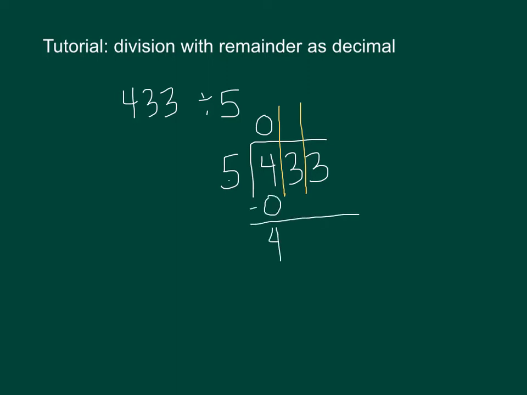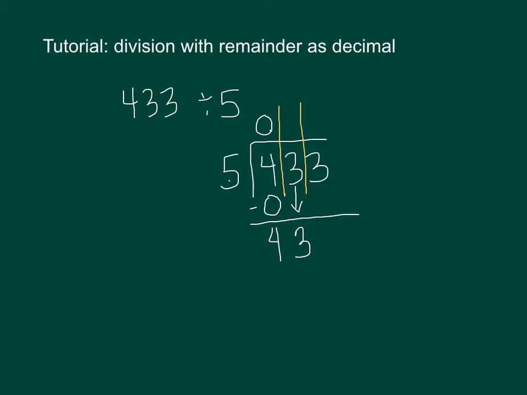Subtract. Check to make sure this is smaller than this. It is. If it were bigger, then we'd know, oops, it would have fit up here. But it's smaller, so we're good. Bring down the next player. And then does 5 fit into 43? 5 fits into 43.